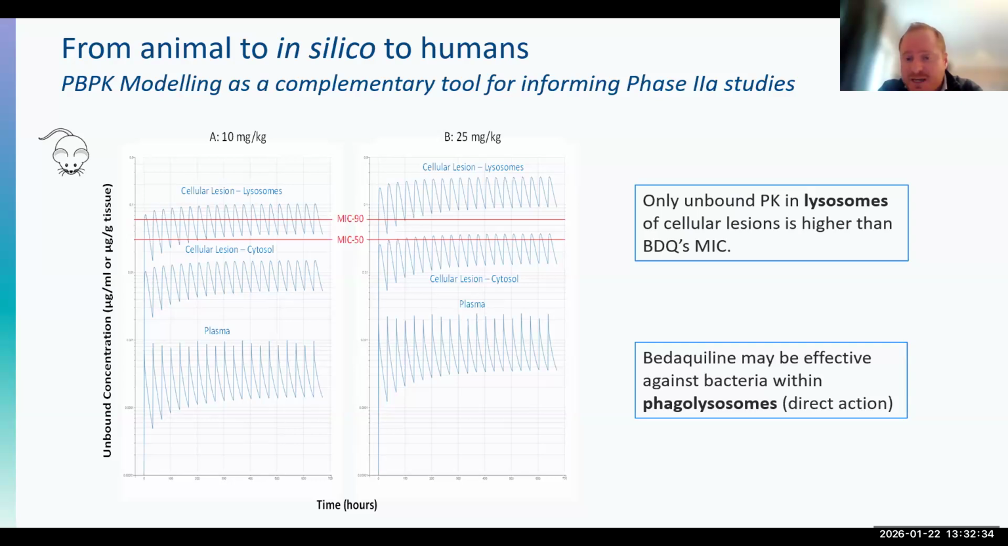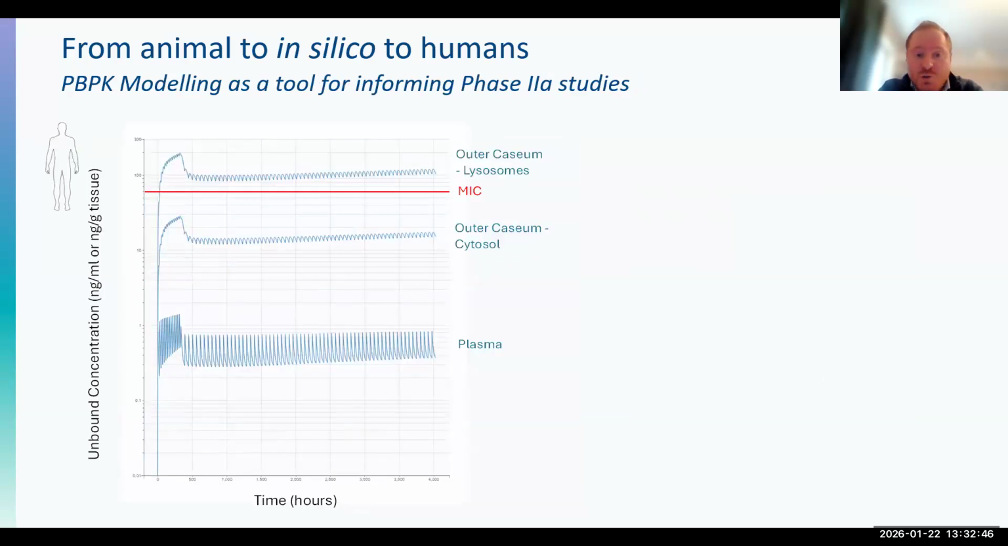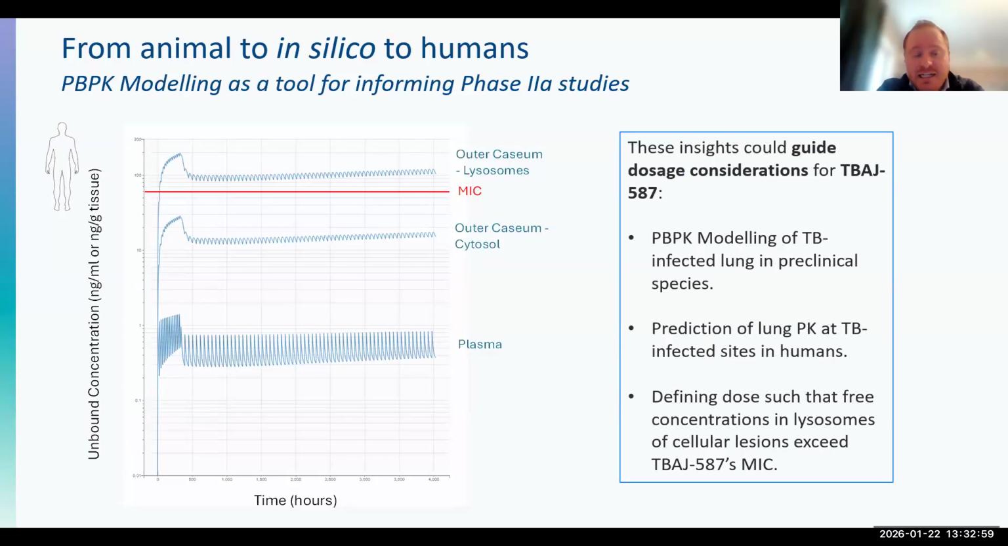Consequently, bedaquiline may be effective against bacteria within phagolysosomes, which form after the fusion of phagosomes with lysosomes, presenting direct action at the TB-infected lung tissue. This also applies to humans: based on our prediction, only the free concentrations in lysosomes in the outer caseum within cellular lesions are above the MIC value. Based on these findings, these insights could also guide dosage considerations for TBAJ-587, the second-in-class diarylquinoline.